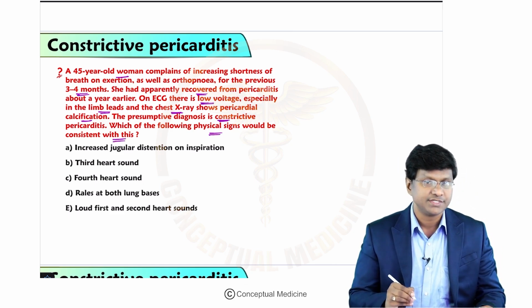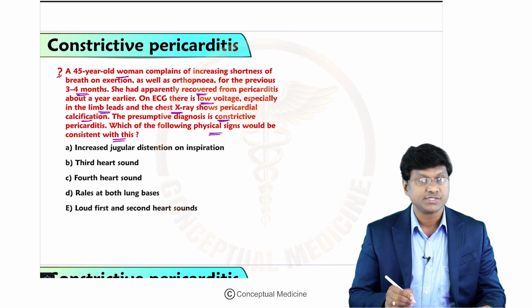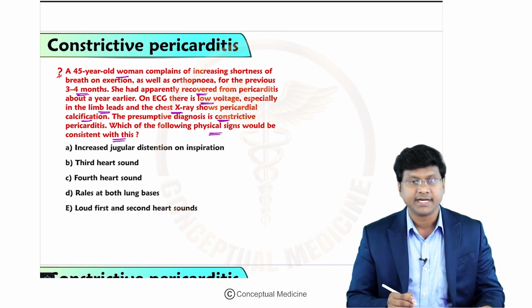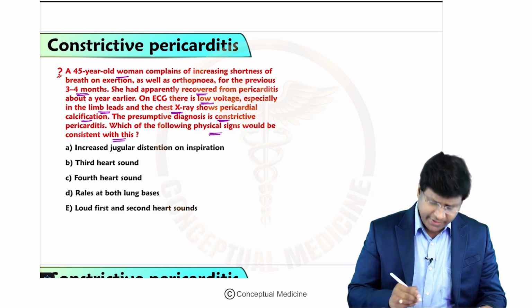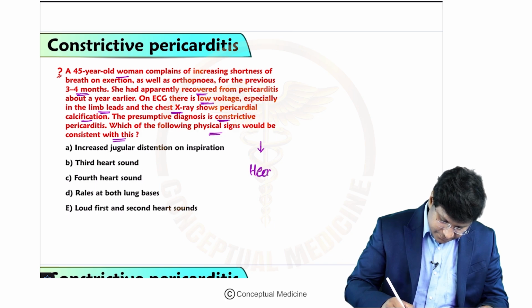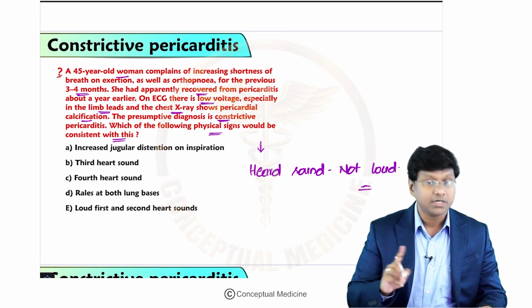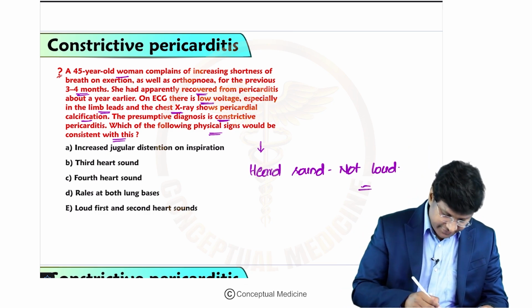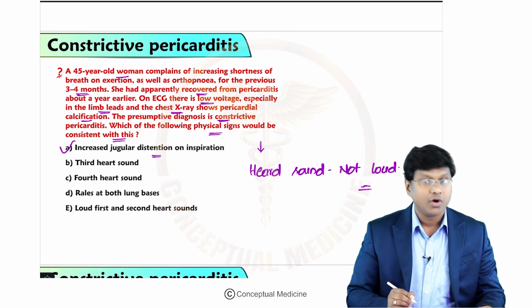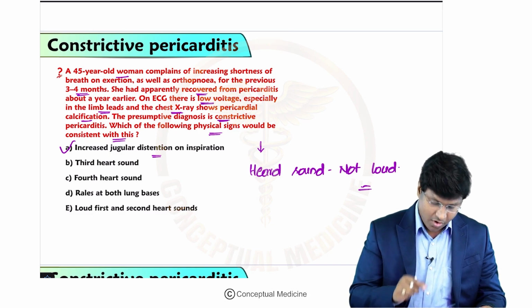Increased jugular distension on inspiration, third heart sound, fourth heart sound, rales at both lung bases, loud first and second heart sound. So in patients with constrictive pericarditis, the heart sounds are not loud. But the JVP increases on inspiration, that is, there will be jugular distension on inspiration.